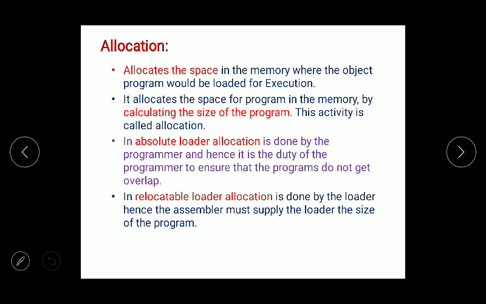First we will go for allocation. Allocation means allocating the space in the memory where the object program would be loaded for execution. Space allocation will be done in this phase. It allocates the space for the program in the memory by how? By calculating the size of the program. Size of the program means the length of the program, how much amount of memory is needed for that particular program. This is called allocation.